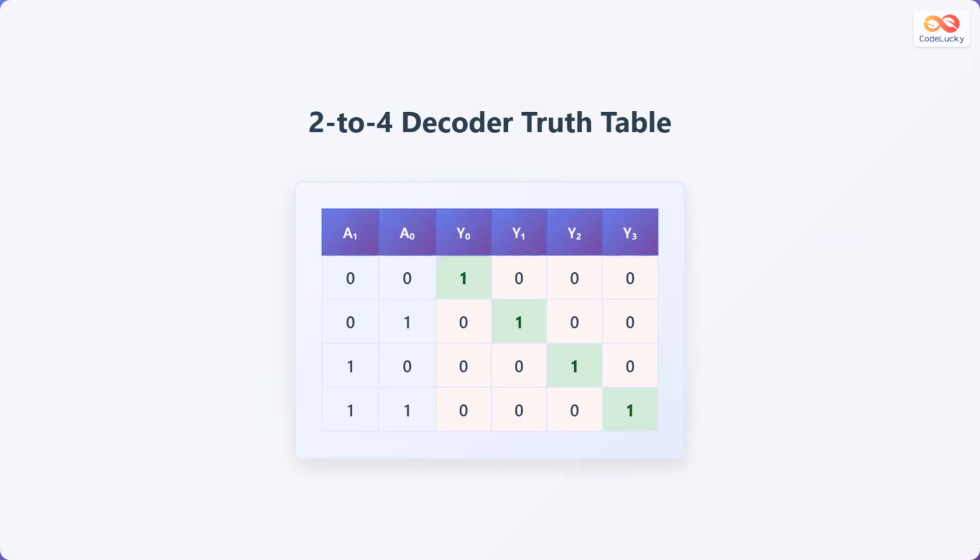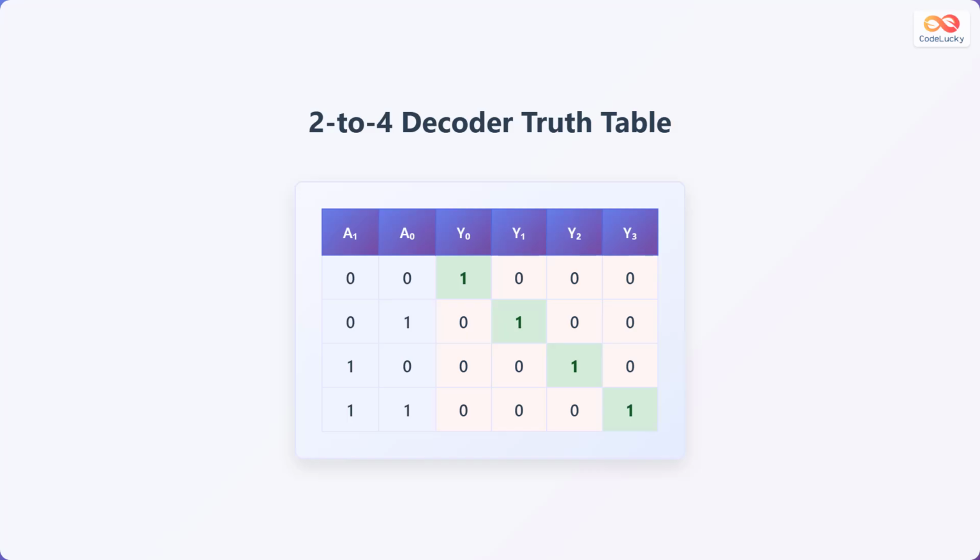Let's understand the working of a 2 to 4 decoder using a truth table. In this table, A1 and A0 are the inputs and Y0, Y1, Y2, and Y3 are the outputs. When both A1 and A0 are 0, Y0 is active, meaning it is 1 while all other outputs are 0.